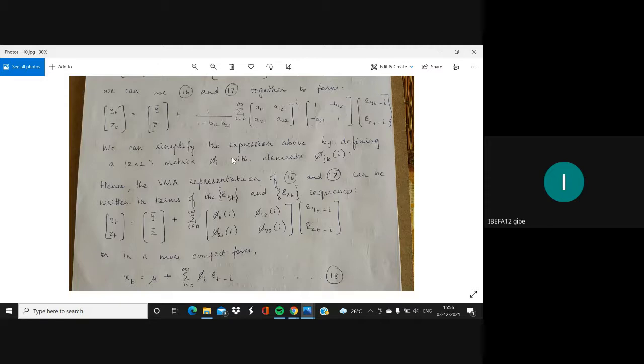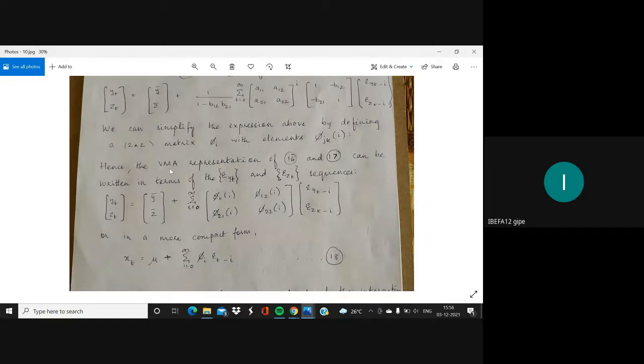Now we can further simplify this expression that you see above by defining a particular matrix called phi i, which has the elements phi jk i. I'll share these notes with you all in case you all are finding it a little too much to deal with right now. So we can define this 2 by 2 matrix phi i, which has these elements phi 11, phi 12, phi 21, and phi 22. So instead of this entire thing over here, we are simply defining this matrix phi i.